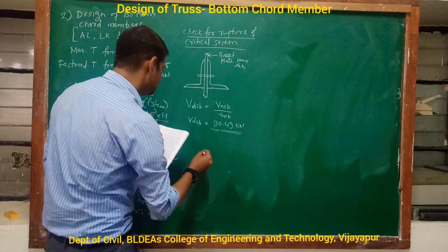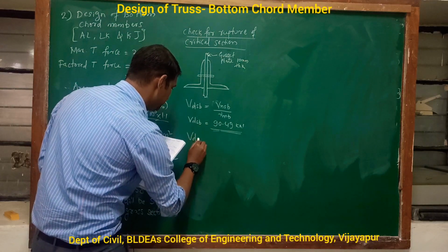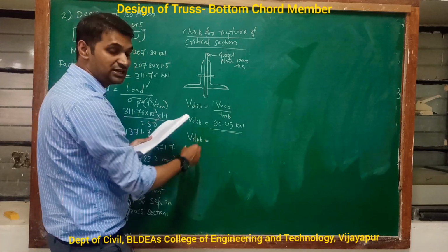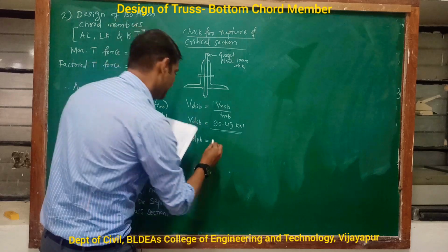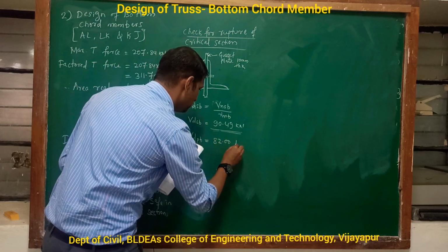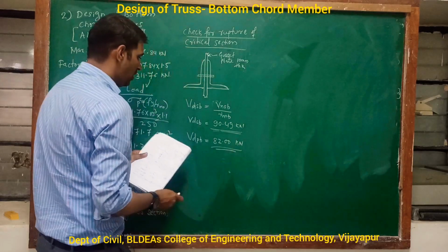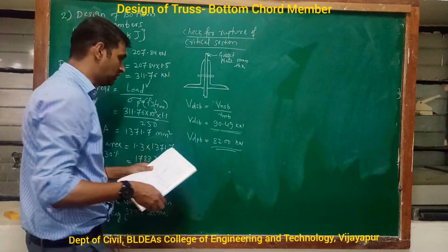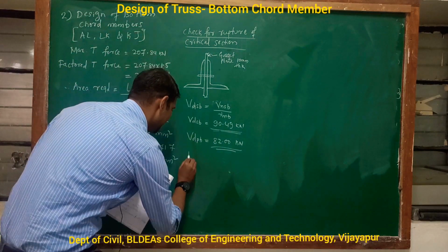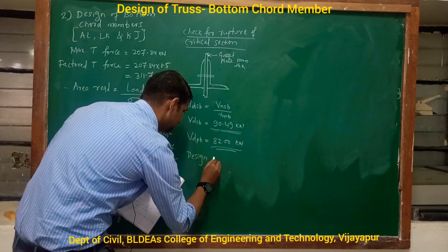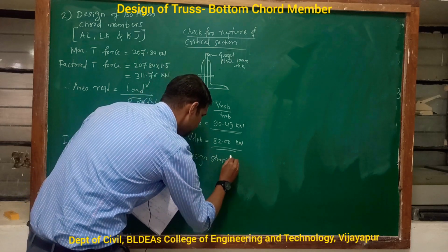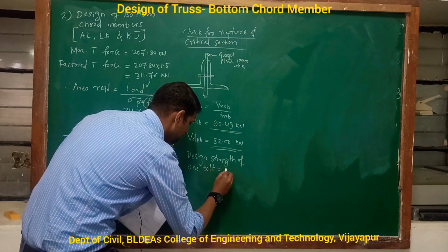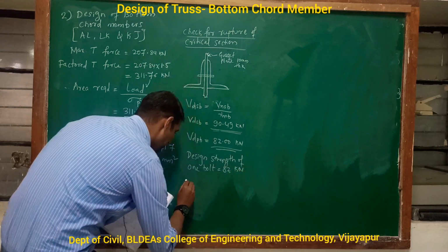Next is design bearing VDPB, the design bearing capacity of the bolt. The same calculation is also done in the design of compression members, which is 82.00 kilonewton. Now the lesser of these two will be the design strength of one bolt, which is 82 kilonewton.